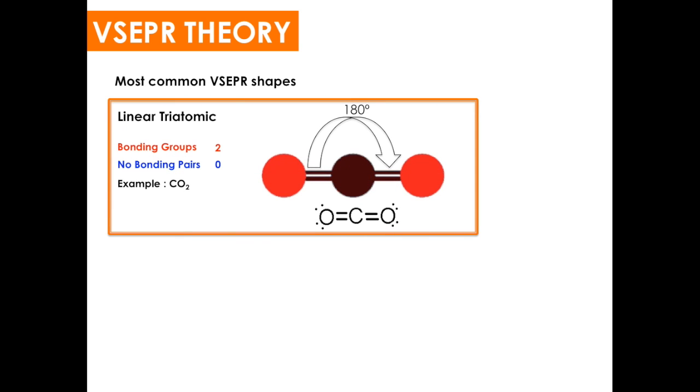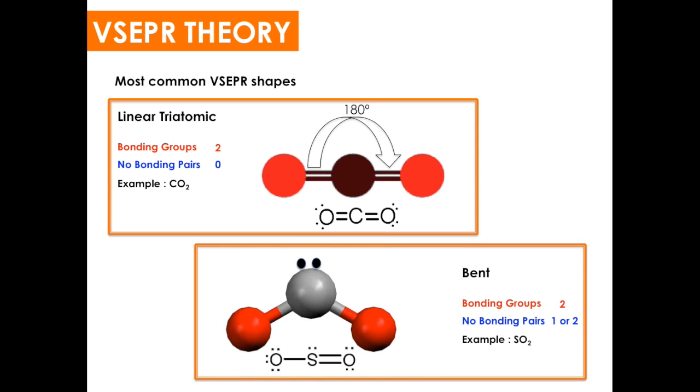Most common VSEPR shapes. We start with the linear triatomic. In the linear triatomic, we have two bonding groups, as we can see, and no unused electron pairs. Everything is used, causing 180 degrees in the shape, making it linear. Our example, carbon dioxide. The next shape is bent, very similar to the previous one with two bonding groups, but it can have one or two pairs of electrons unused. In our example, it's only one pair, and it is sulfur dioxide.